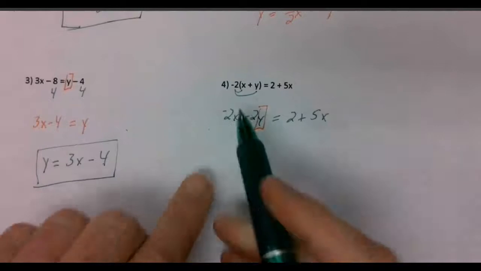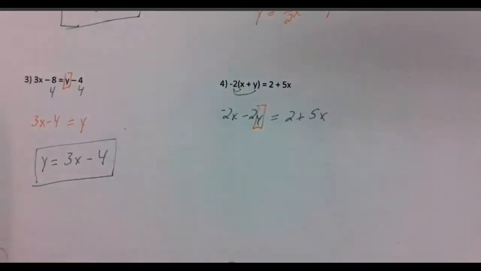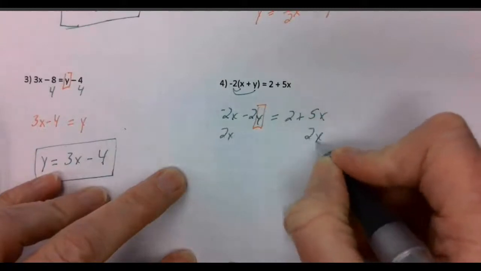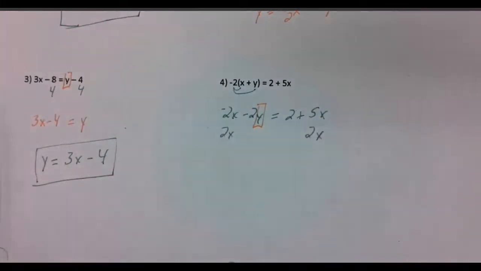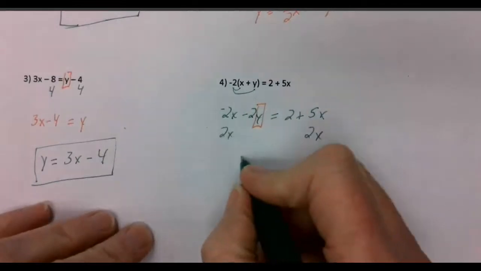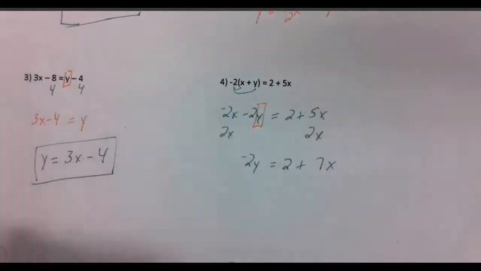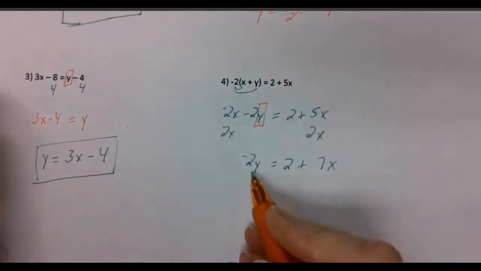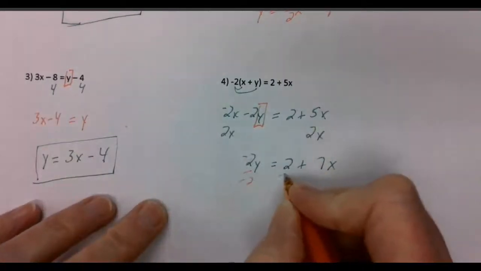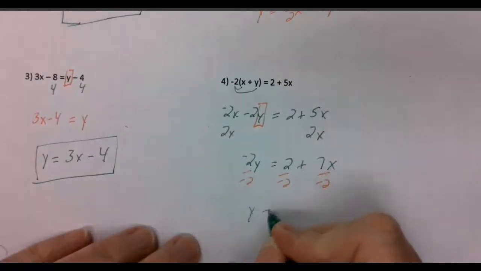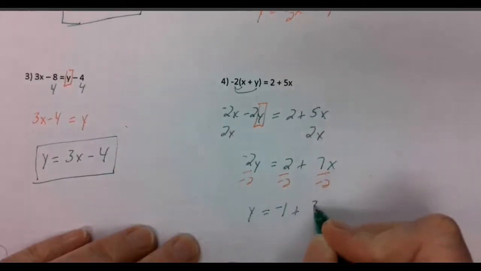Okay? So we're going to move that negative 2x. And when we move the negative 2x here, we're going to add a 2x. Notice we have a like term on that side. We had variables. We had x's on both sides. So I have negative 2y is equal to 2 plus 7x. Now, again, I want to get y by itself, so I'm going to divide through by a negative 2. And I get y is equal to negative 1 plus negative 7/2 x.